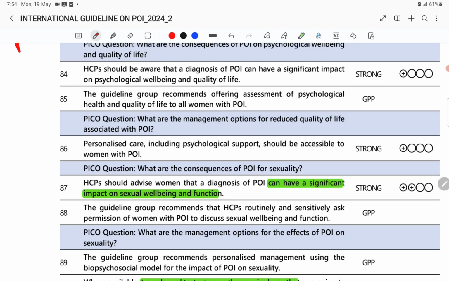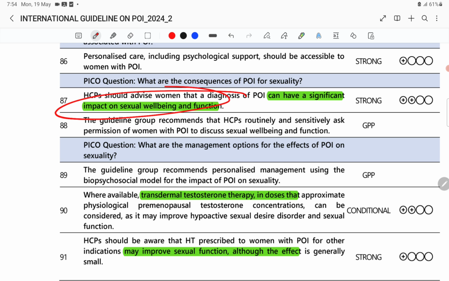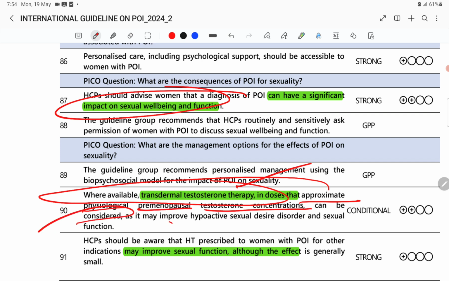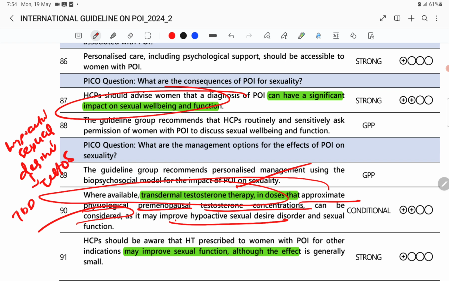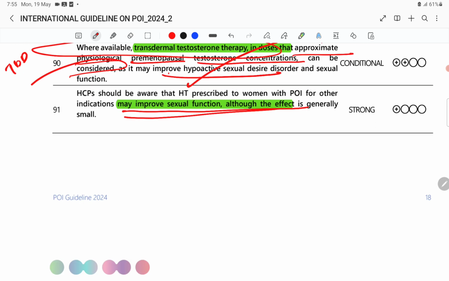Then there is psychological well-being, and all these things can affect sexual well-being also. Where available, transdermal testosterone therapy in a dose that approximates physiological premenopausal testosterone levels can be considered. It may improve hypoactive sexual desire disorder, loss of libido; in that case you go for transdermal testosterone therapy. Hormone replacement therapy prescribed for POI indication may improve sexual function, generally small.